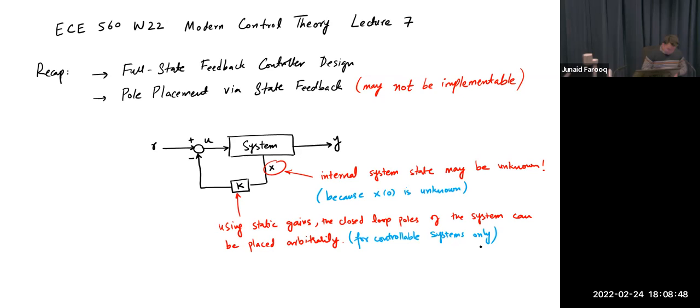Okay, so let's move on to the topic today. And that's really about the need for an observer, right? So an observer is like an estimator to estimate the internal state of the system.